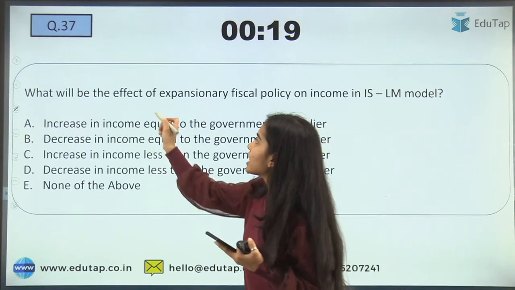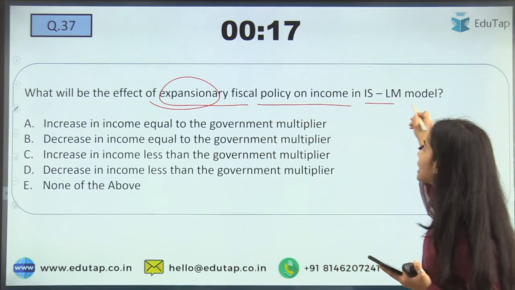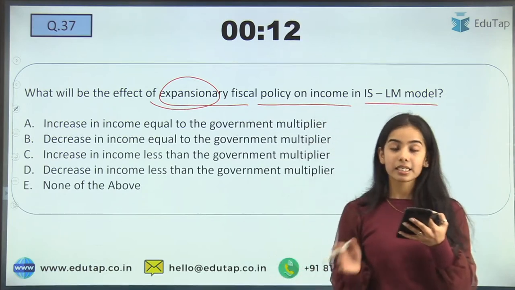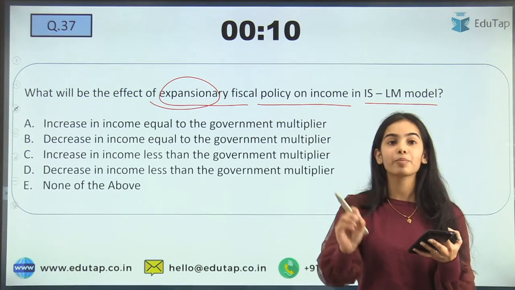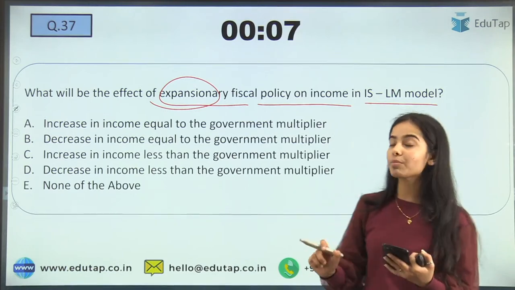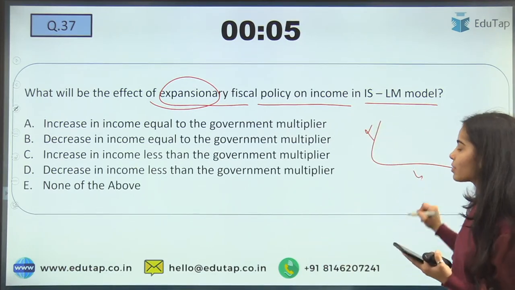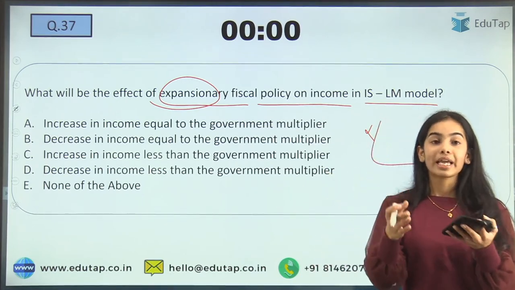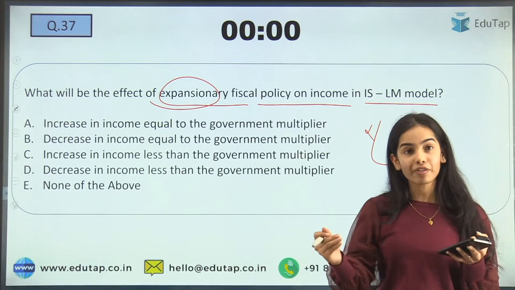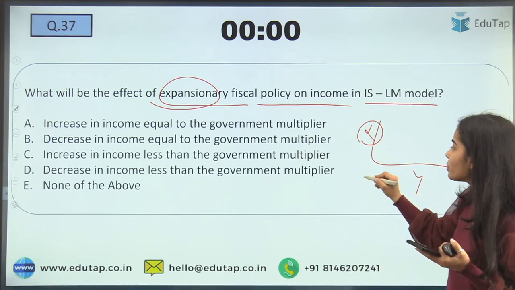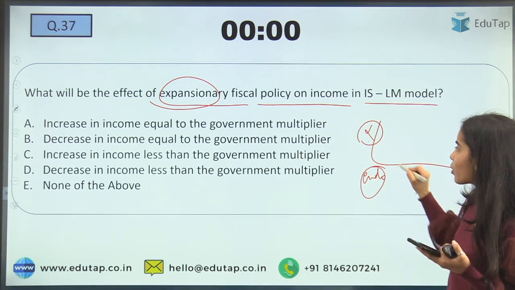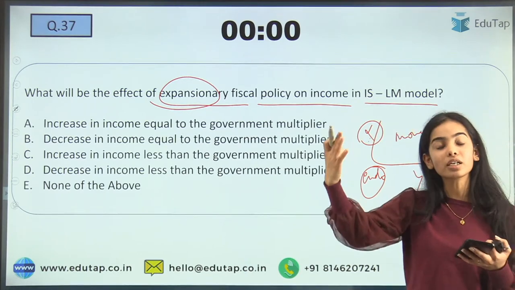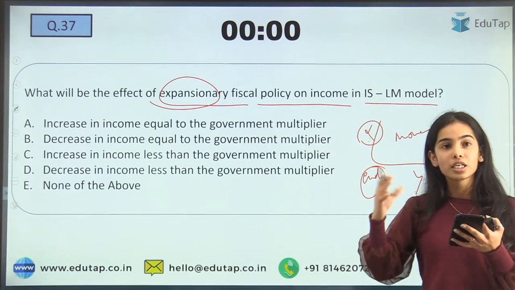Next question is, what will be the effect of expansionary fiscal policy on income in the IS-LM model? Yes, Naveen, well done. Endogenous variables mean x-axis and y-axis variables. You are saying opposite, Naveen. Exogenous variables will cause a shift. Endo means inside the model. X and y inside the model cause movement. Exogenous outer variables will cause a shift.